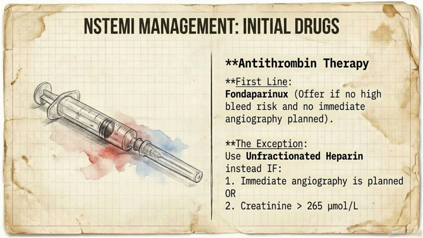A huge catch. It's cleared by the kidneys. So if your patient has poor kidney function, specifically a creatinine over 265, you can't use it. It'll build up. So in that case, you go back to heparin. You switch back to good old unfractionated heparin. Or if you decide the patient needs an angiogram immediately, you'd also just stick with heparin because it's easier to manage during the procedure. So fondaparinux is the default, unless the kidneys are bad or you're rushing to the lab. That's the rule of thumb. And it's those little details that really matter.